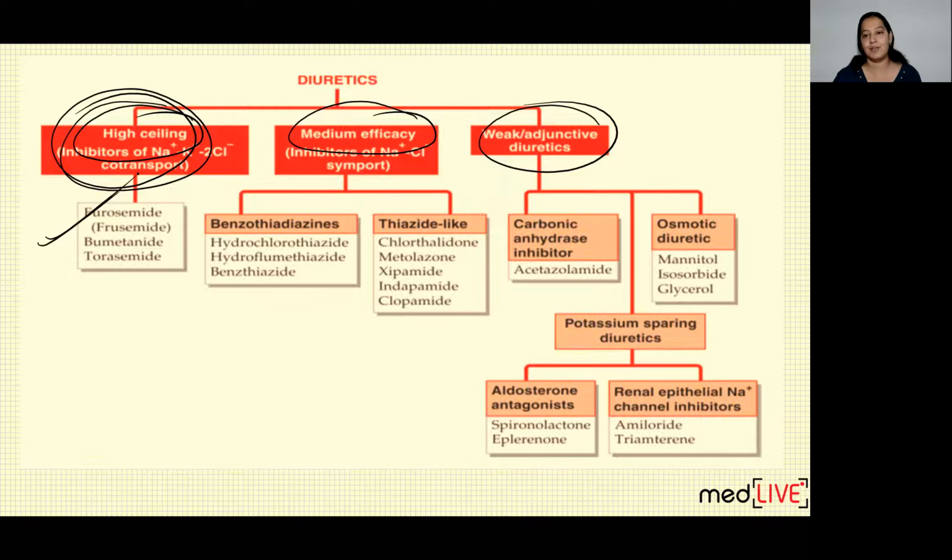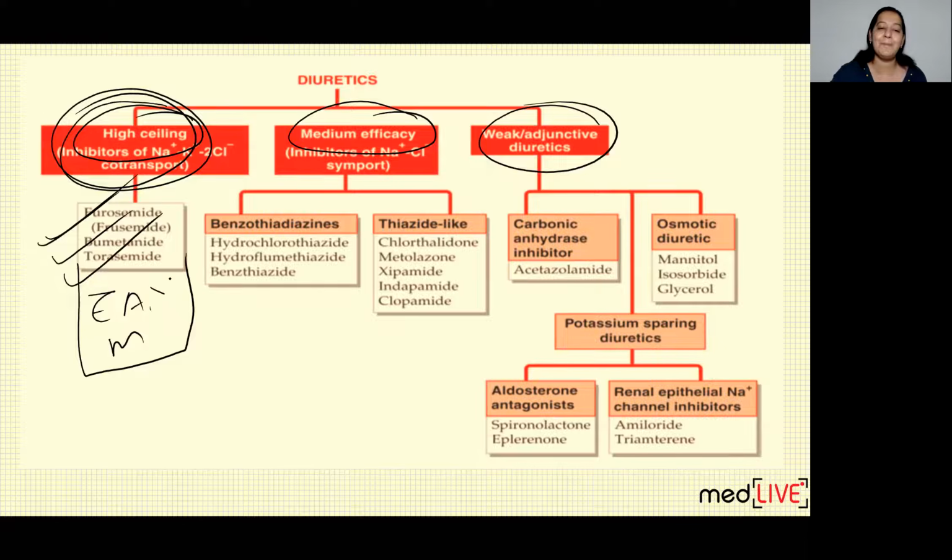In high ceiling or high efficacy diuretics, there are three drugs. Furosemide is the prototype drug here. If you want to learn one drug, that is furosemide. Also, there are two more drugs, bumetanide and torsemide. Historically, there were two more drugs in this class, that is ethacrynic acid and mersalyl. You can elongate this box, but these two drugs are banned now, in most countries, because of some major side effects. Ethacrynic acid and mersalyl cause severe ototoxicity and deafness, because of which both of them are banned now.